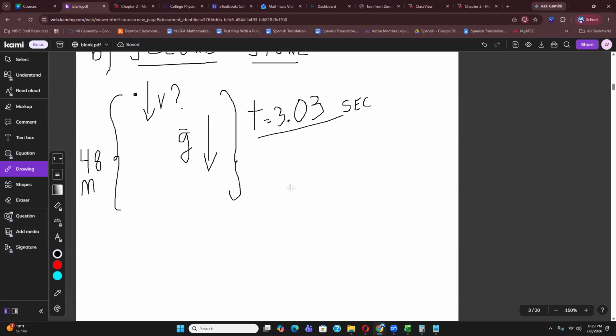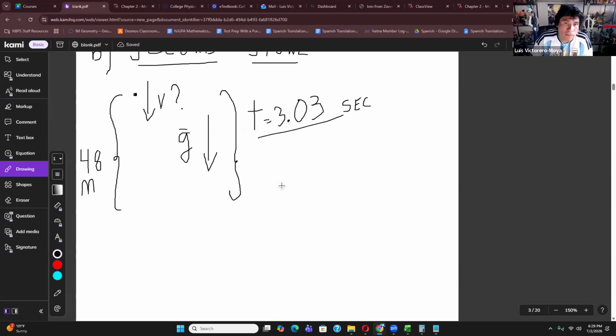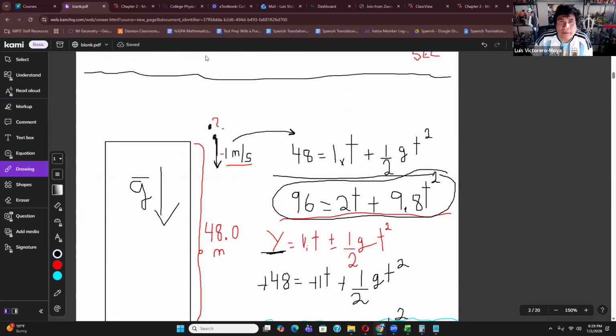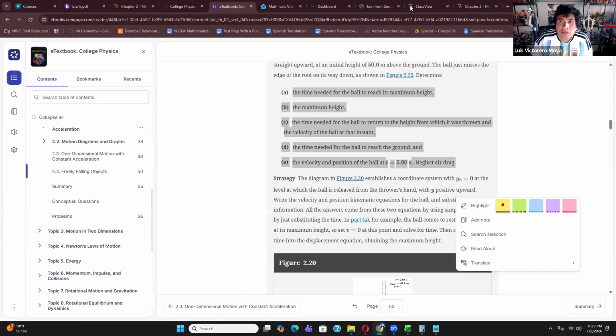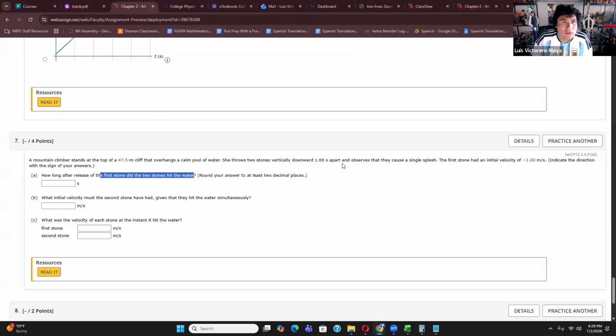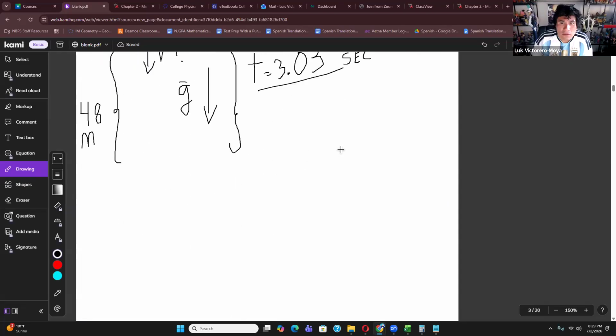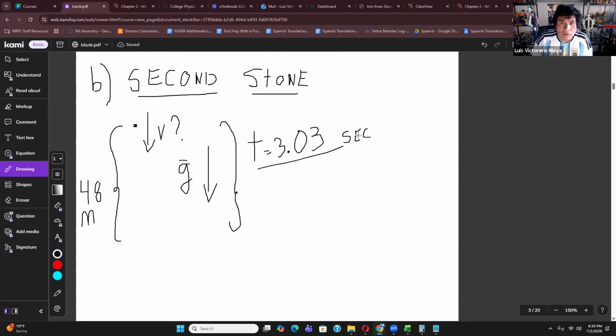Wait, wouldn't you subtract 1 from the seconds? No. Oh, wait. Yeah, wait. What do you say here? Yeah, so let's minus 1 second. Yeah, you're right. So it will be 2.03 seconds. That's for the second stone. You're right. You subtract 1 because it's 1 second apart.